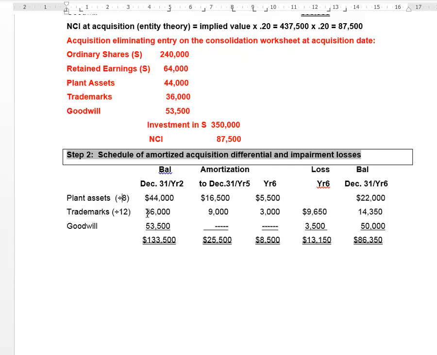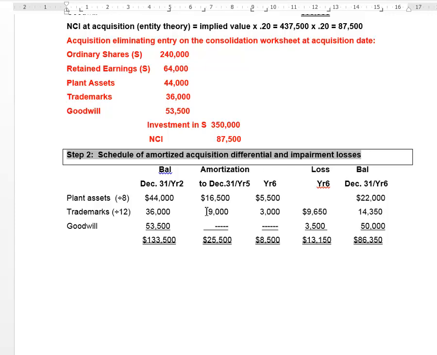For the trademarks, we're going to record any amortization of the intangible asset increments on the consolidated books at $36,000. That's the additional amortization that has to be taken over a 12-year period. So $36,000 divided by 12 is going to give us $3,000 a year, right? So since the date we became related, which was the end of year 2 to the end of year 5, we would have amortized for trademarks an additional $3,000 a year for those 3 years. That's year 3, 4, and 5.